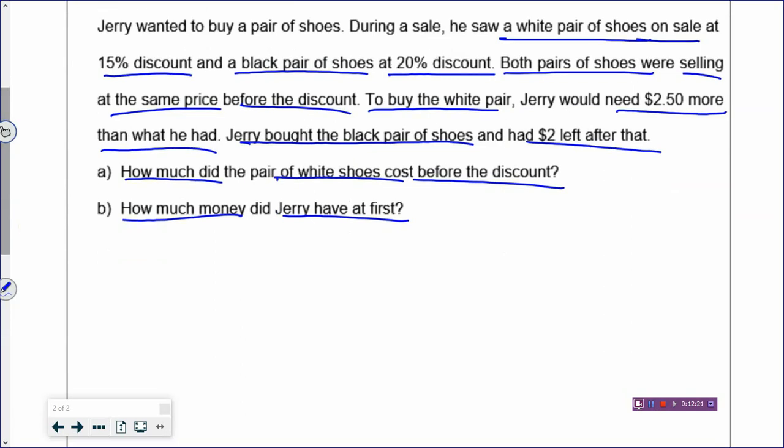All right, now we draw the first sentence, and you look at the first sentence, and there's nothing we can draw, so we skip. Now, during a sale, he saw a white pair of shoes and a black pair of shoes. In this example, I need to show you that when you draw your model, you can't draw too small. If you draw too small, usually you will have to erase and draw bigger because you don't have enough space to put down the information onto your model. So you always have to try to draw a bigger model.